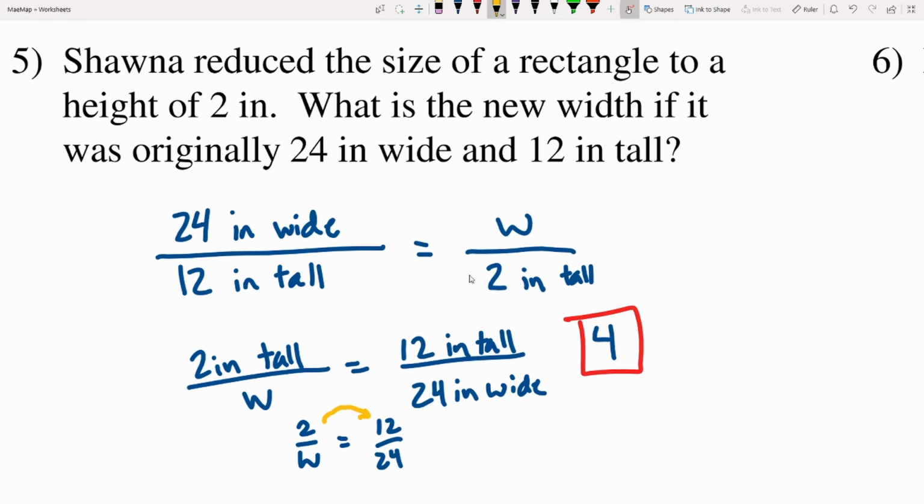That would be 2 times 6. Or, because we don't know what W is, we can go the reverse. 12 divided by 6 gives us 2, so 24 divided by 6 gives us 4. And again, that's 4 inches. So either way you set it up, you'll get the same result. Let's move on to number 6.